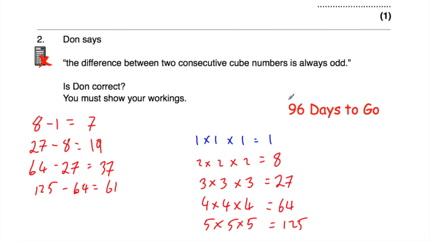So whenever you subtract an odd from an even or an even from an odd, you're going to get an odd answer. So that's why the difference between them is always odd. So is Don correct? Yes, he is correct. And that's it. Okay, let's look at our next question, question number 3.